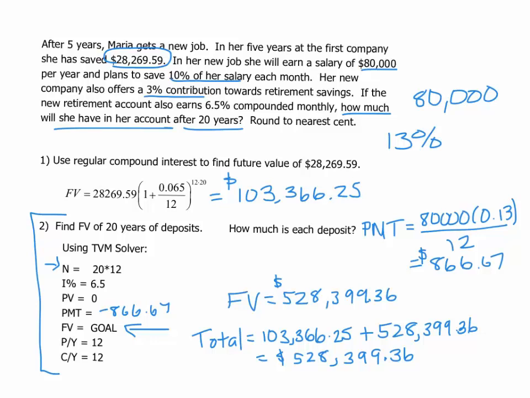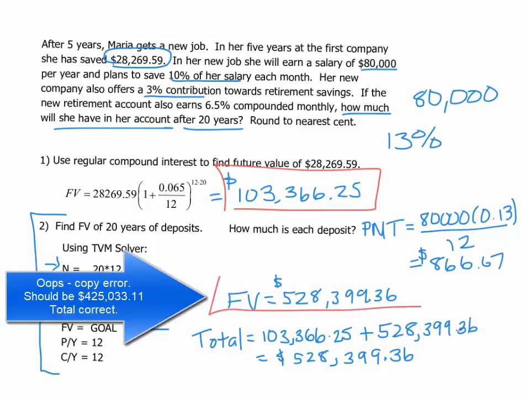And the original goal was to figure out how much does she have total, and so we need to add these two numbers. We need to add the future value of the $28,000 plus the future value of all of our new deposits, and we end up with $528,309.36. That's it for this video.